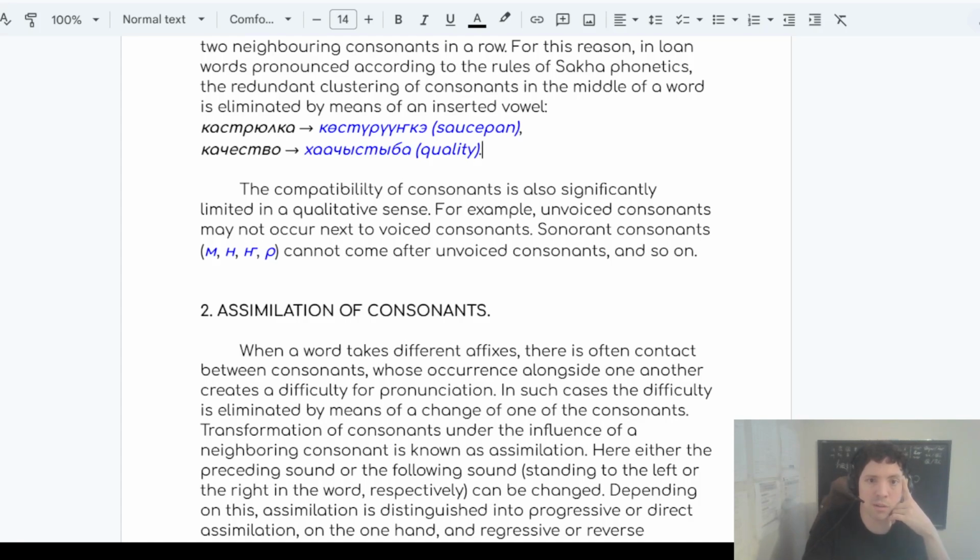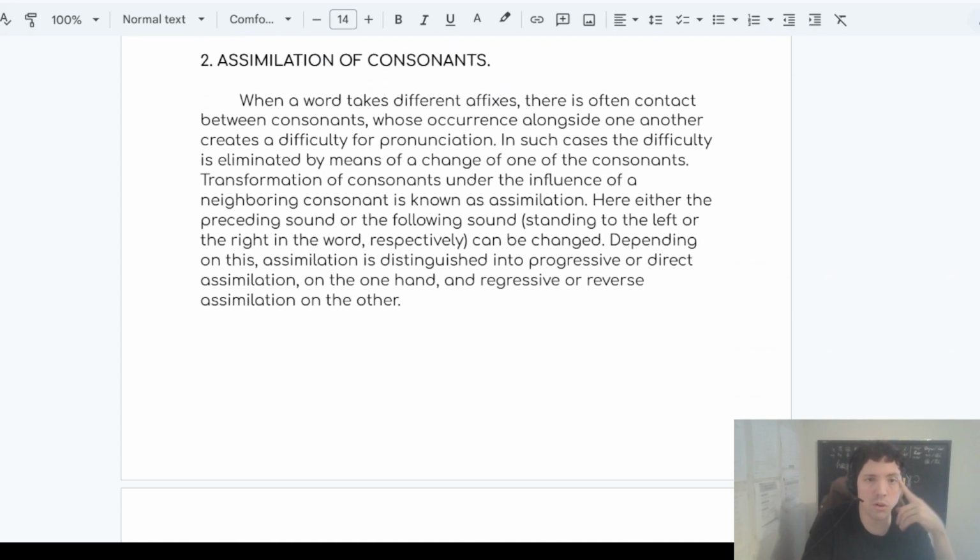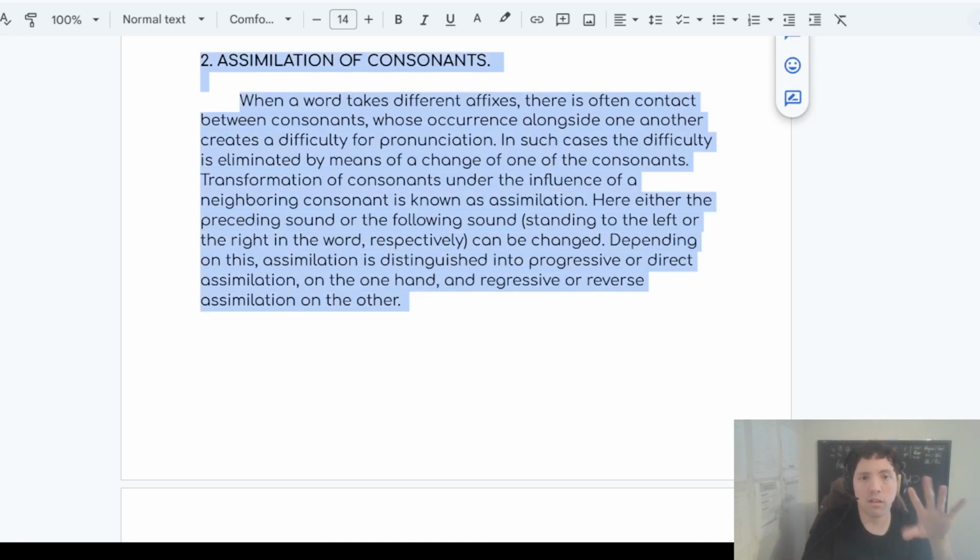And then it's telling you how some consonants don't come next to each other. Sonorant consonants cannot come after unvoiced consonants. If you like linguistic terminology, this is for you. If you don't, worry about it. This is just telling you how when some sounds come together, usually one or the other will change.